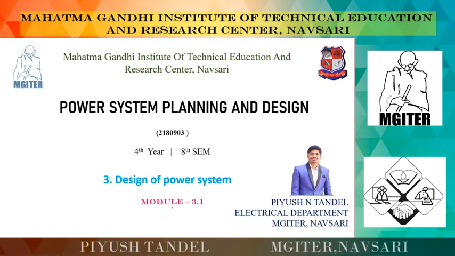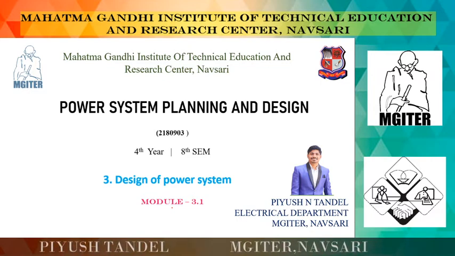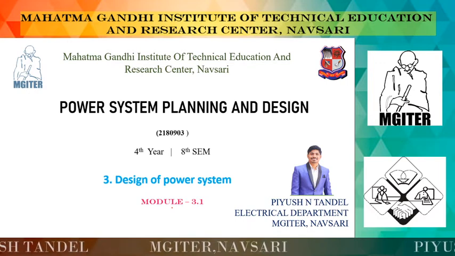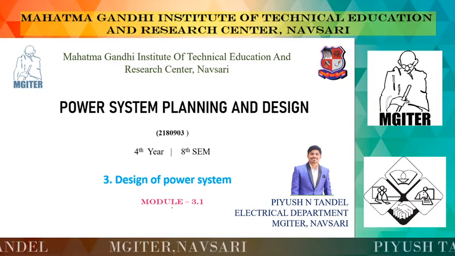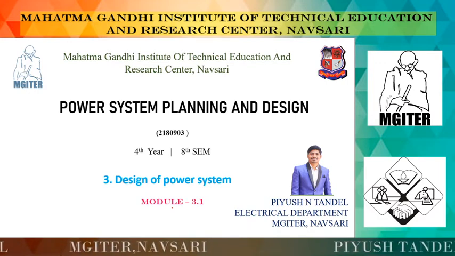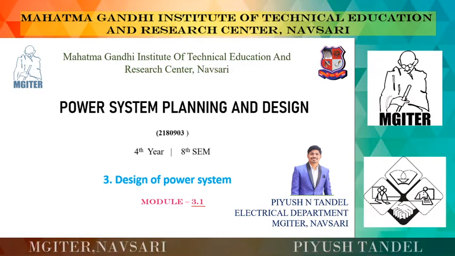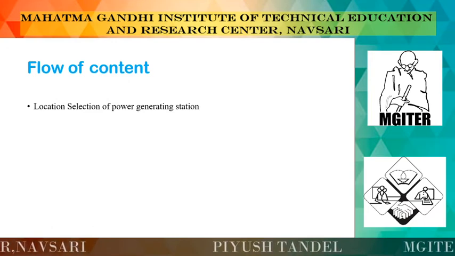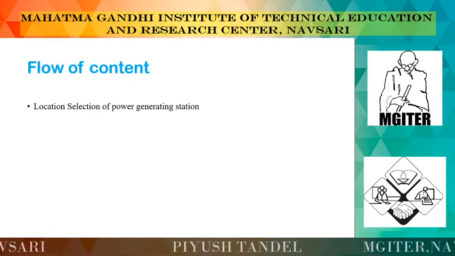And the name of the subject is Power System Planning and Design, which comes in 4th year, 8th semester. Right now we are going to discuss chapter number 3, that is Design of Power System, and this is module number 3.1. So in this module we are going to see the location selection of a power generating station.